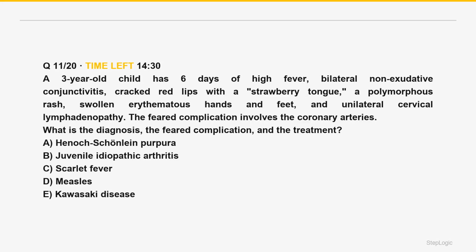What is the diagnosis, the feared complication, and the treatment? A 3-year-old child has 6 days of high fever, bilateral non-exudative conjunctivitis, cracked red lips with a strawberry tongue, a polymorphous rash, swollen erythematous hands and feet, and unilateral cervical lymphadenopathy. The feared complication involves the coronary arteries. Read the command, diagnosis, complication, treatment. Child, 5 days fever, conjunctivitis, strawberry tongue, rash, extremity changes, cervical node: Kawasaki, coronary aneurysms, IVIG plus aspirin.